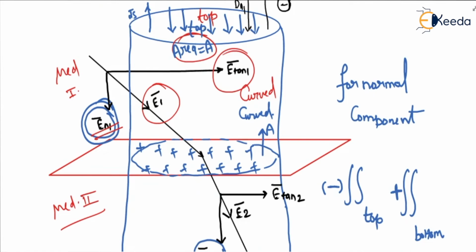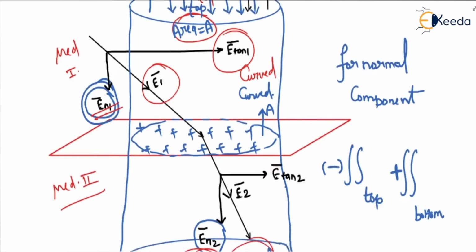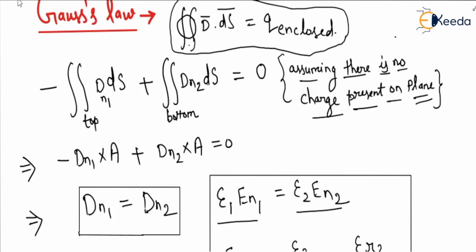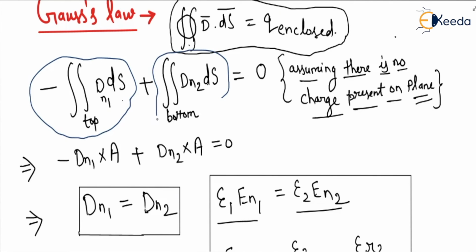Now the flux from the top surface will be due to the normal component En1, and the flux on the bottom surface is due to the normal component En2, and the flux through the curved surface will be equal to 0. So here Dn1 dot dS for the top surface plus Dn2 dot dS for the bottom surface is equal to 0. Here we are assuming that there is no charge present on the plane which is separating the two mediums. So that's why the charge enclosed by the Gaussian surface will be equal to 0.